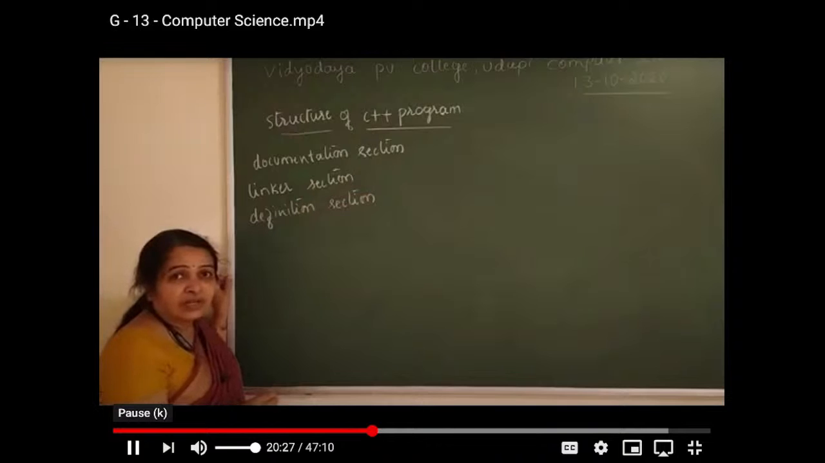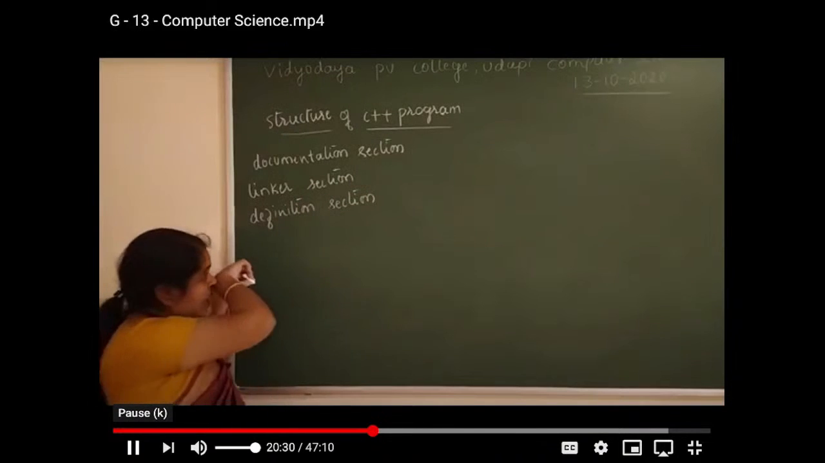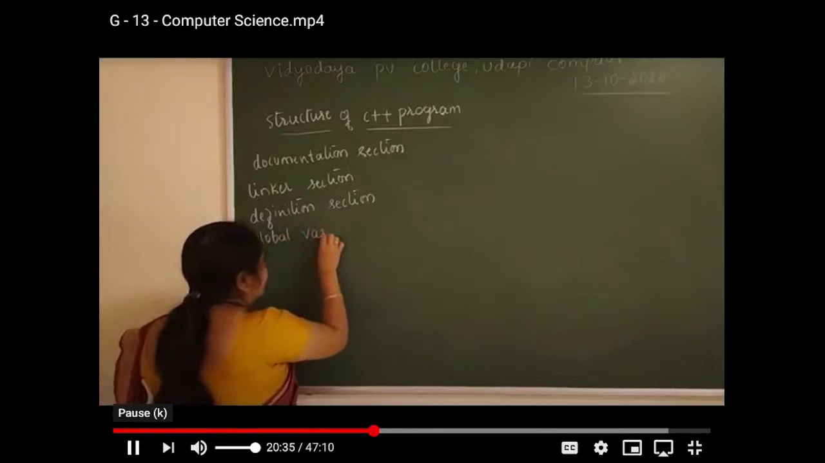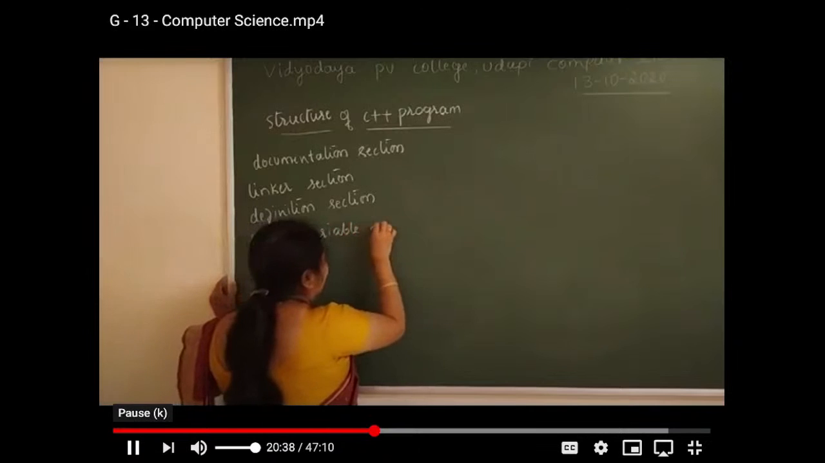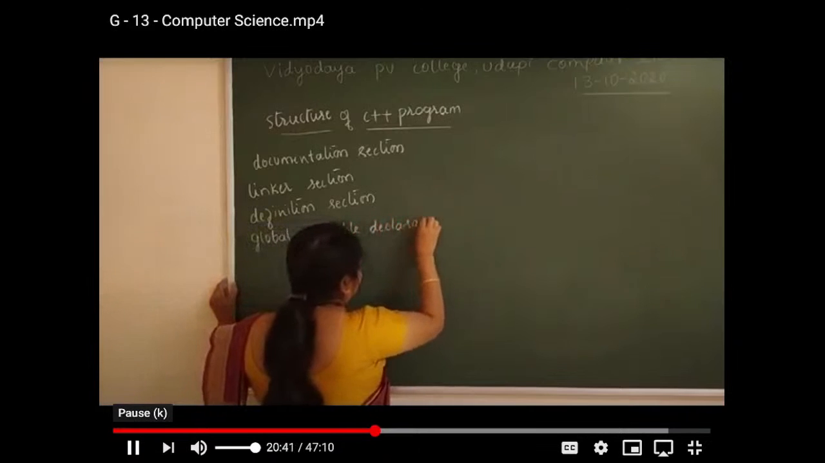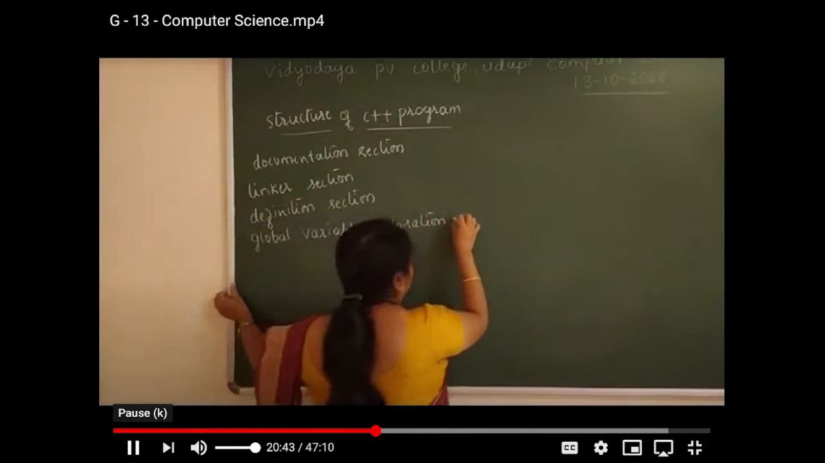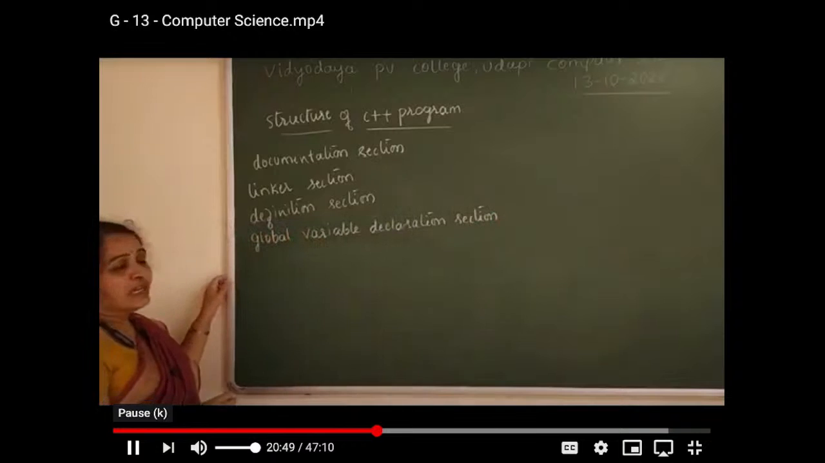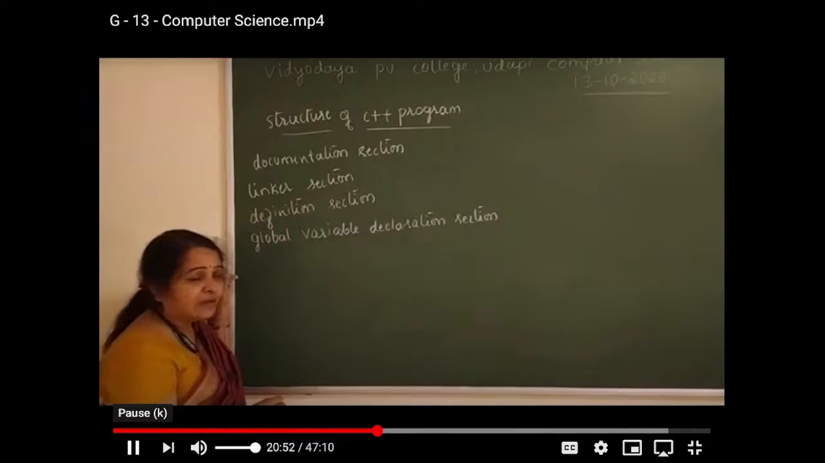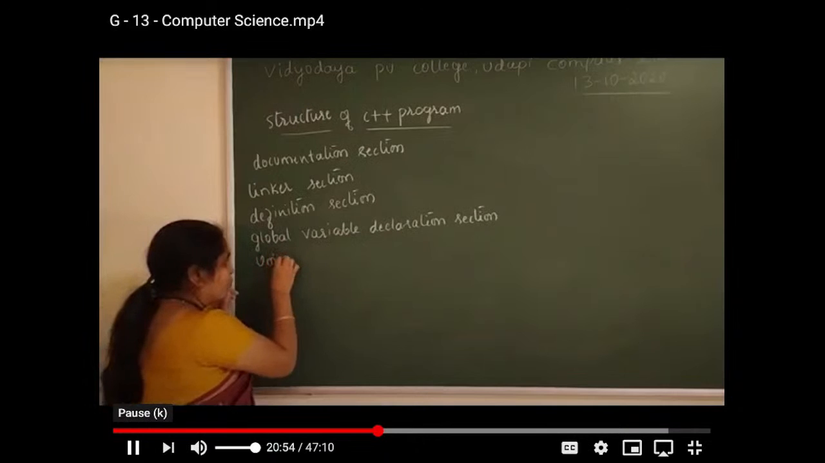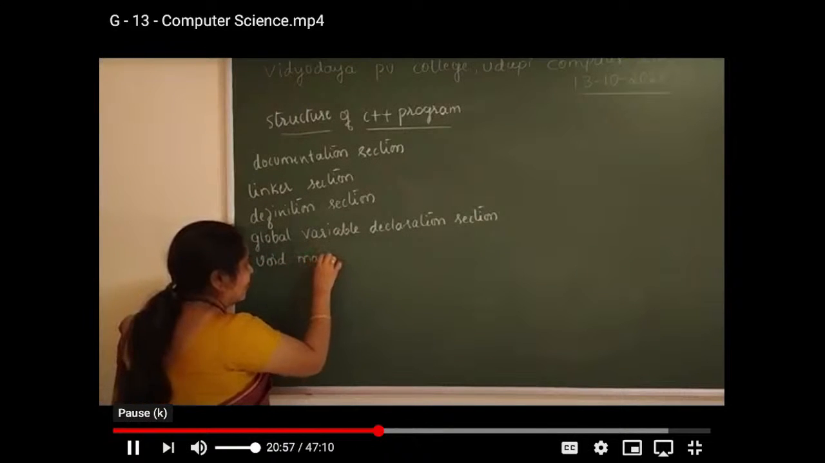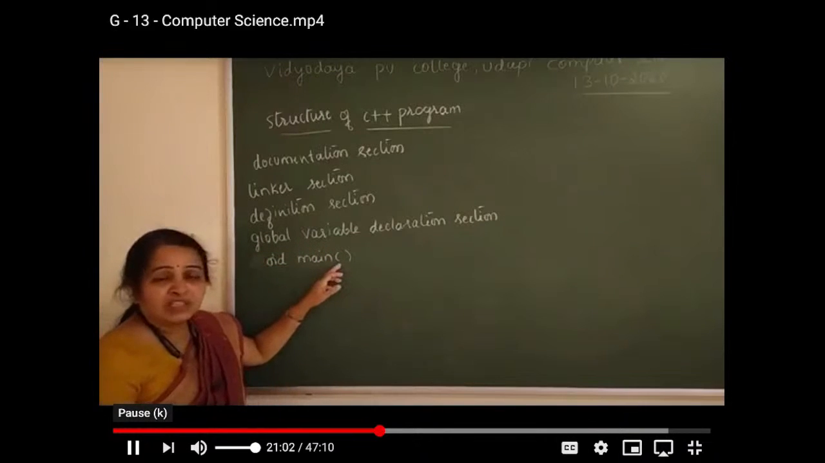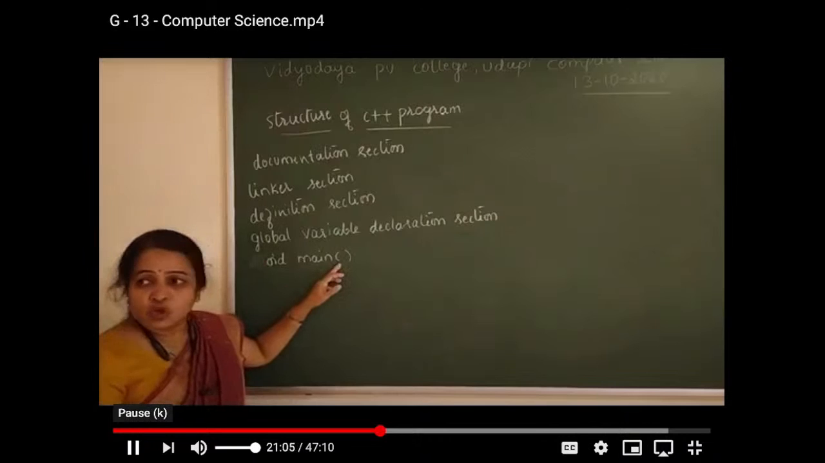After the definition section, we have the global variable declaration section. Clear? Then we have void main. We have void main, open and close parenthesis. Parenthesis means round bracket, open and close.